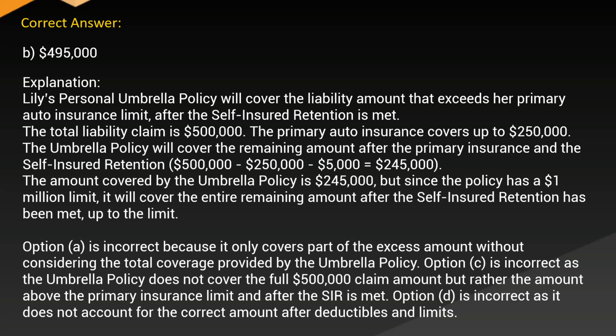Option A is incorrect because it only covers part of the excess amount without considering the total coverage provided by the umbrella policy. Option C is incorrect as the umbrella policy does not cover the full $500,000 claim amount but rather the amount above the primary insurance limit and after the SIR is met. Option D is incorrect as it does not account for the correct amount after deductibles and limits.